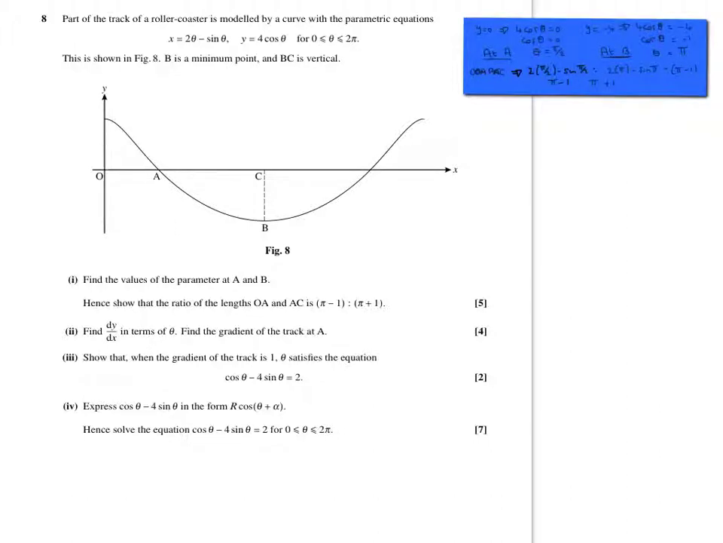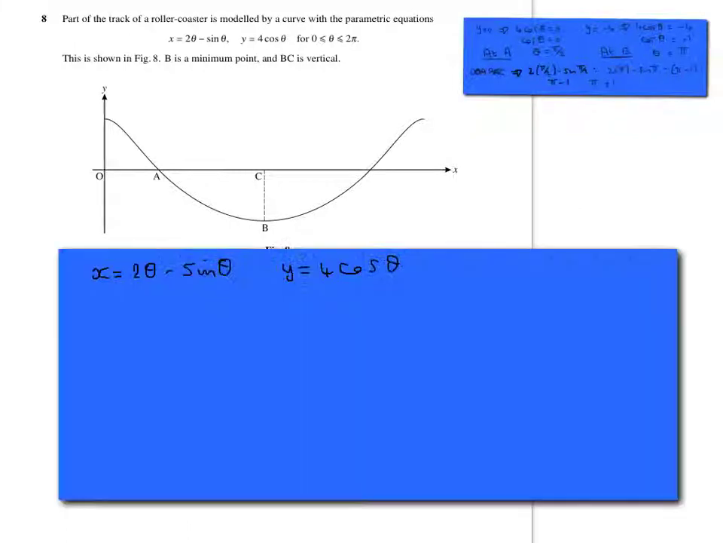For part 2, we want to find dy/dx in terms of theta, and then find the gradient of the track at A. As you can see, we know x is equal to 2 theta minus sin theta, so differentiating with respect to theta gives us 2 minus cos theta. Differentiating y with respect to theta gives us minus 4 sin theta. Now we're going to use the chain rule.